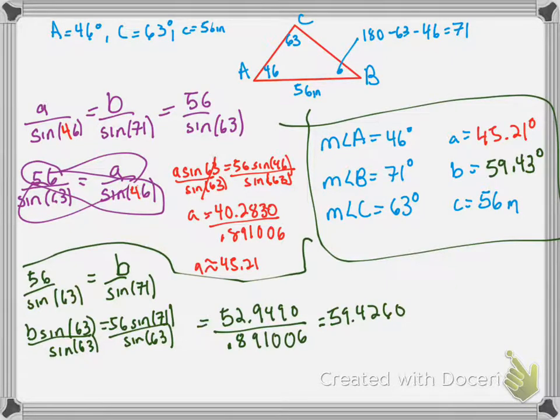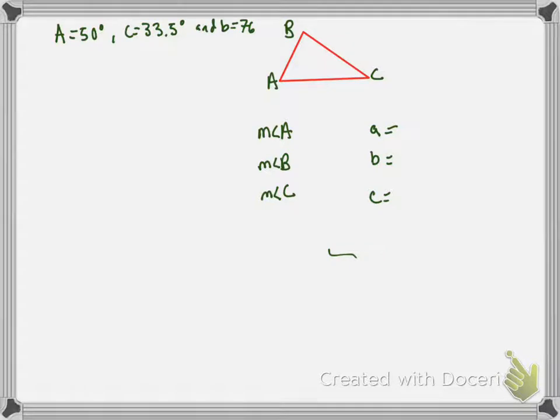Okay, I'm going to pause. Okay, let's see if I can not clear this one. So again, you guys are given the information about angles. We know angle A is 50, angle C is 33.5. Side length B is 76. So I can go ahead and fill those in. I can find angle B the same way I've done the other ones. 180 minus 50 minus 33.5, which gives me 96.5.